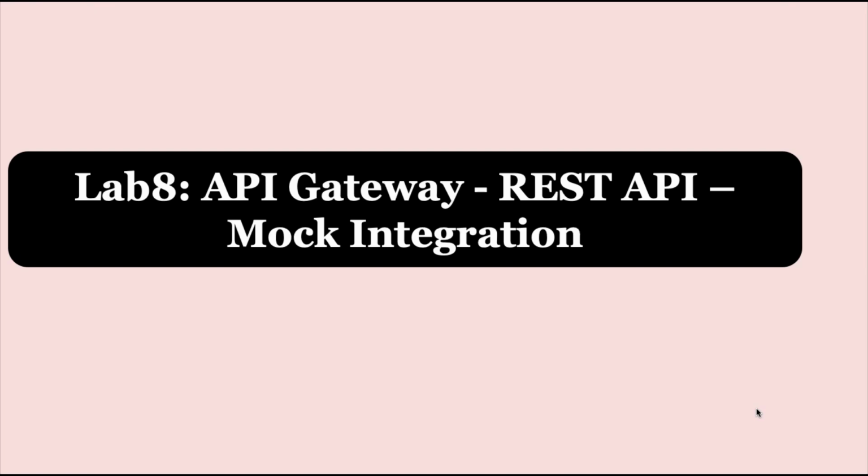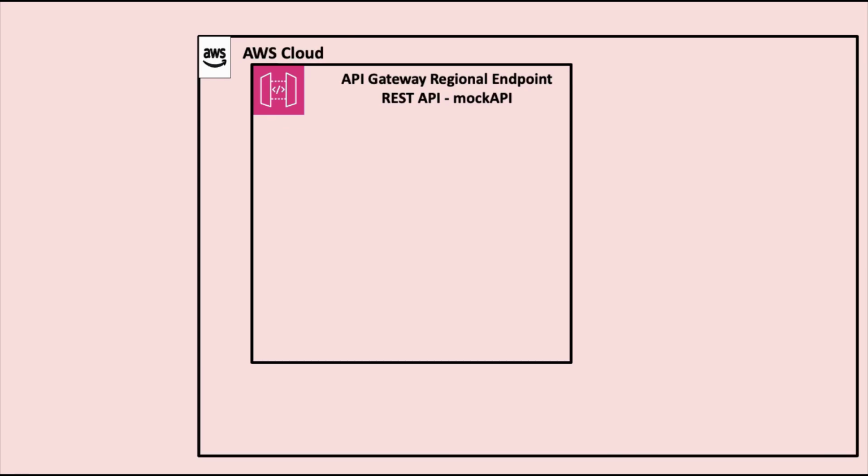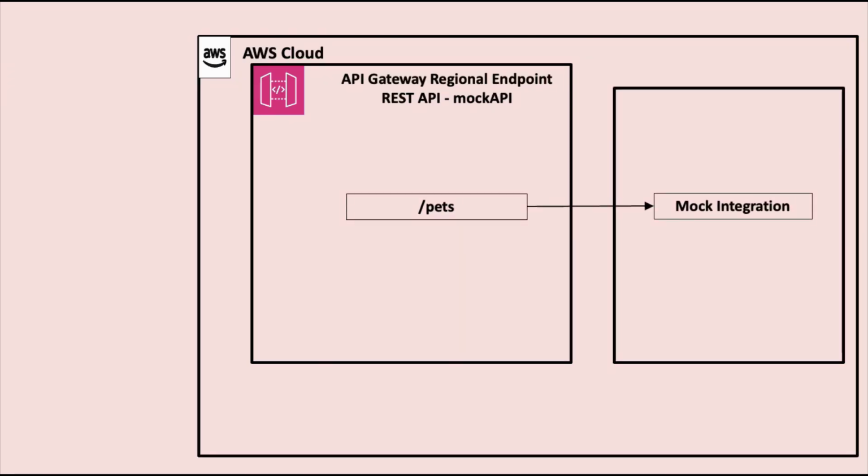How does it look? We have the AWS Cloud and an API Gateway Regional Endpoint, and this is a REST API example for a mock API. We have one resource called slash pets and it is calling a mock integration. When we say mock integration, there is no real backend. The API gateway itself is implementing this functionality.